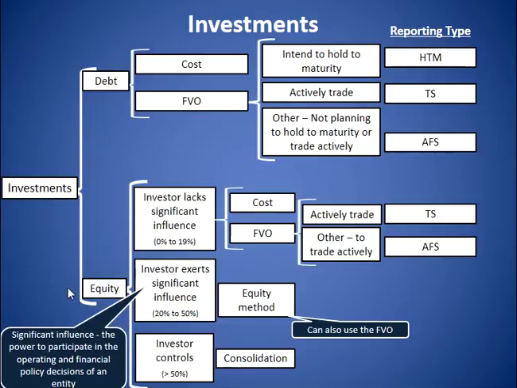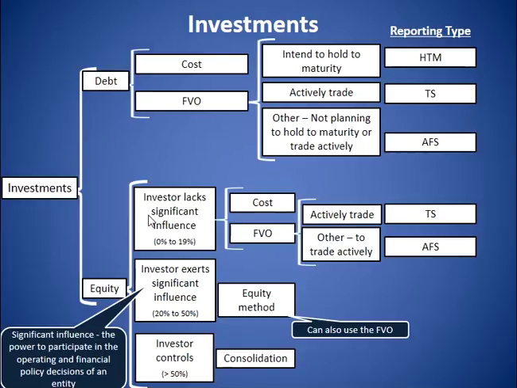Okay, now we take a look at the equity side. And there are three levels of equity classifications here. In the case of between 0 to 19% of an equity's voting stock, the generally accepted accounting principles say that the investor lacks significant influence over the company. Now, it's important to note that significant influence means the power to participate in the operating and financial policy decisions of an entity. So what the FASB or GAAP says is the presumed influence between 0 and 19% of the voting stock is the company really lacks a significant influence.